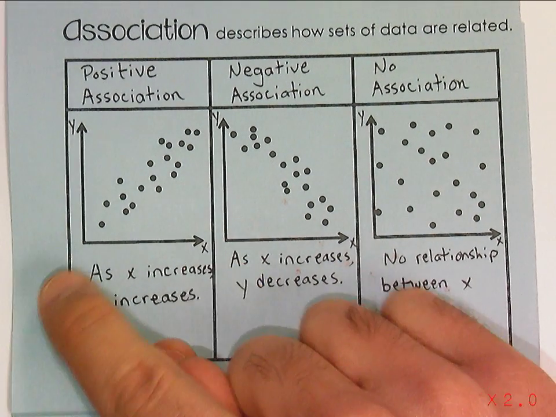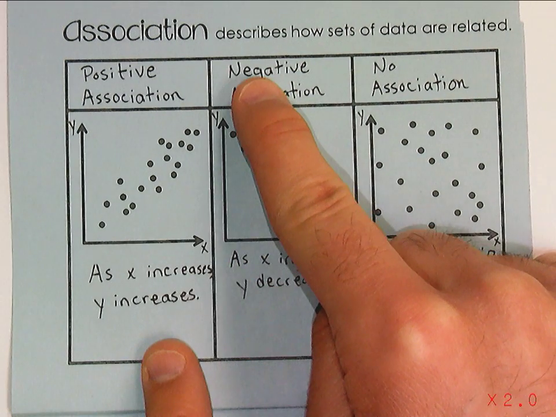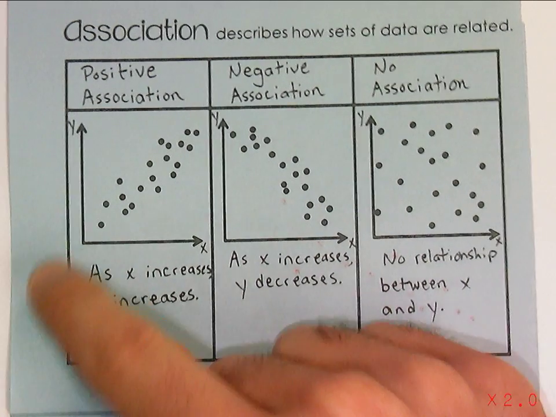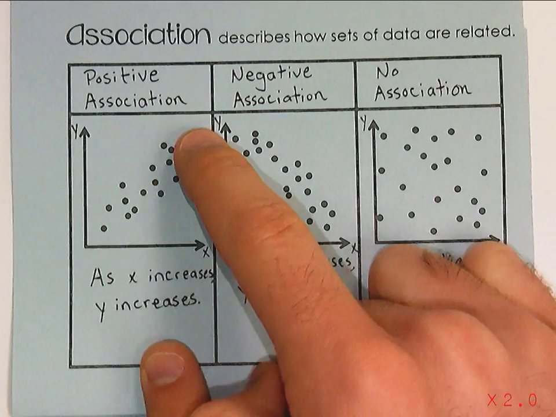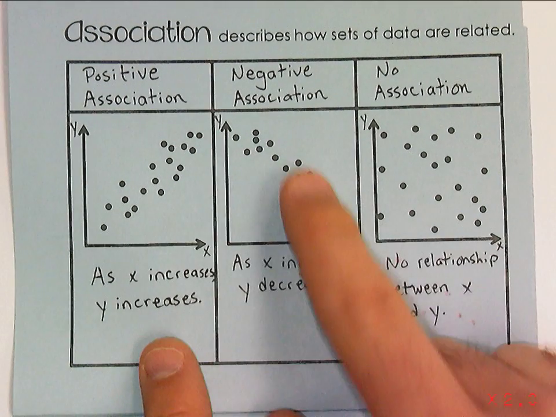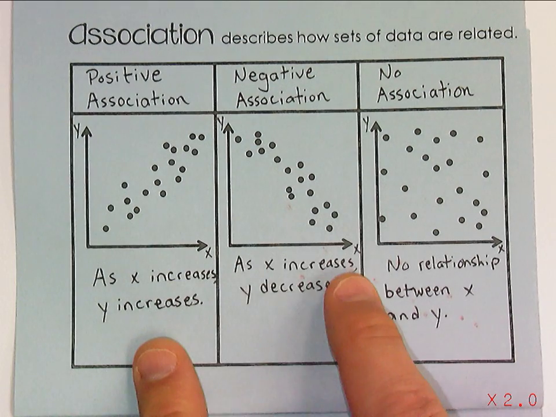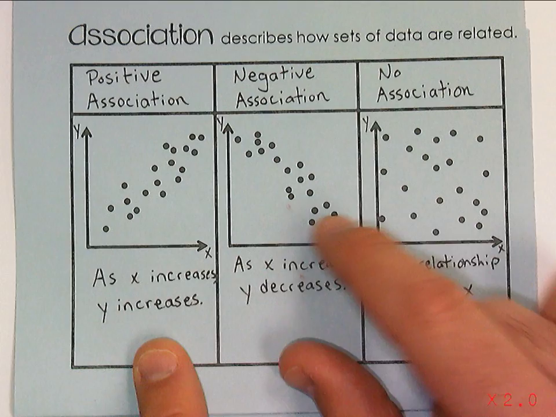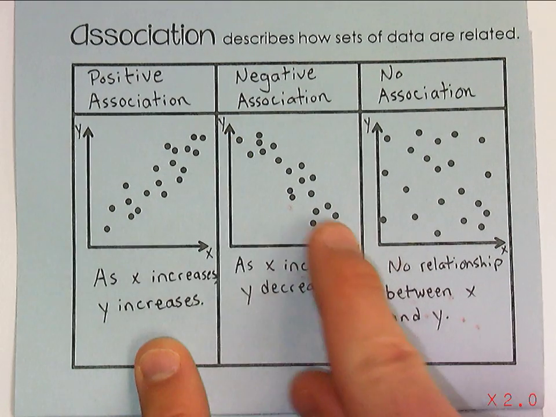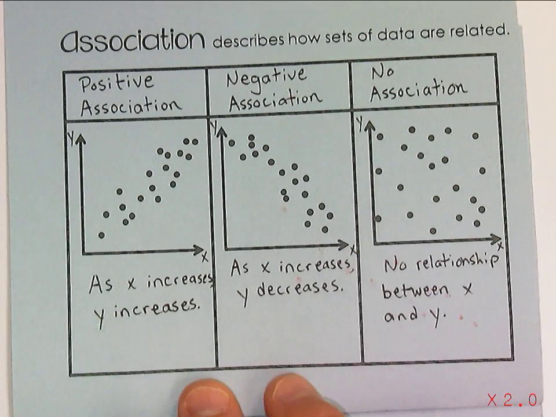So if we were to put a line through here, we would see that it would have a positive slope. So relating back to graphing lines, positive slope here. Low in the left, high in the right. For negative association, it's the exact opposite. So as your x values increase, your y values are decreasing. So it's just like a line with a negative slope. It's high in the left, low in the right.